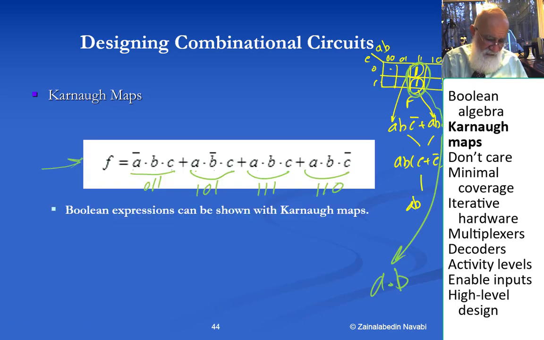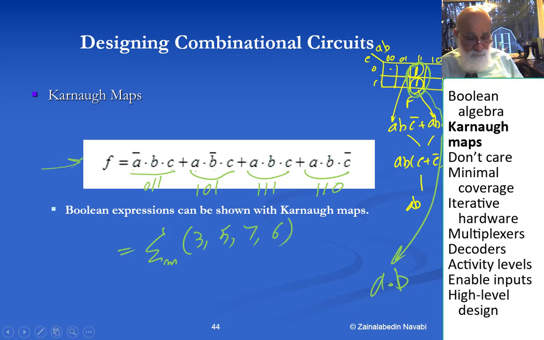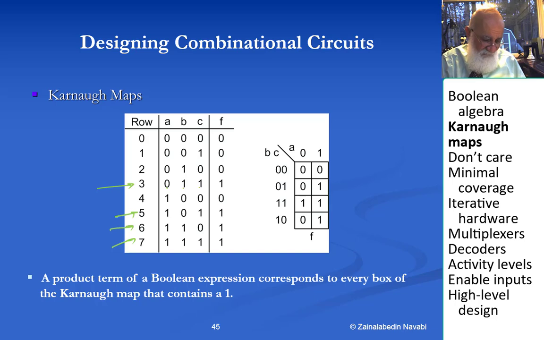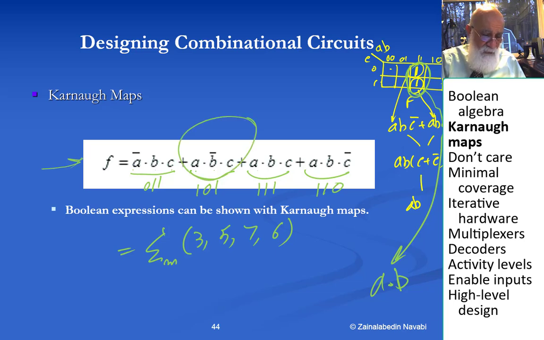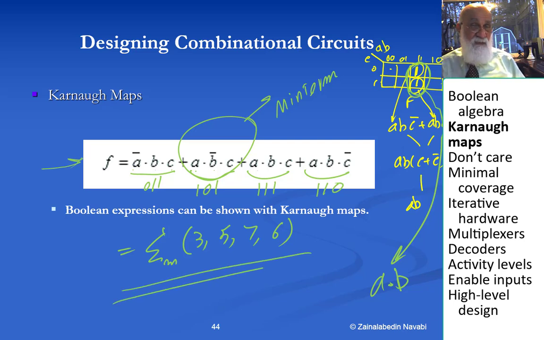Actually, I could write this function as sum of minterms. This is number 3, this is number 5, this is number 7, and this is number 6. Okay, that means it has ones in row number 3, 5, 6, and 7. Actually, I call these terms the minterms of my function. A minterm is a product term that includes all the variables of a function. Okay, and therefore here I have 1, 2, 3, 4 minterms, and these minterms are these here.